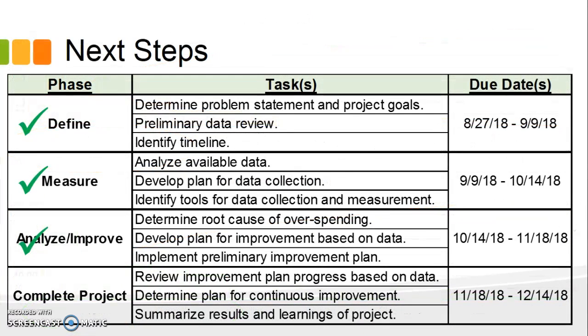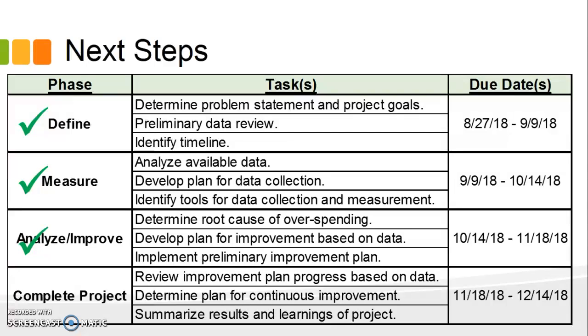So as far as next steps go, you can see the Analyze and Improve phase is complete. We're moving on to the completion of the project, and that involves reviewing our improvement plan progress based on the data that we have, which as of right now is pretty encouraging, but it's only 4 data points, so we really have a lot more work to do to determine if it's effective.